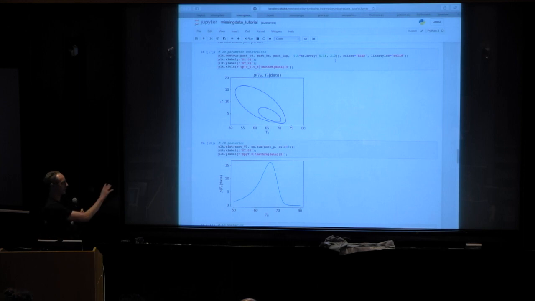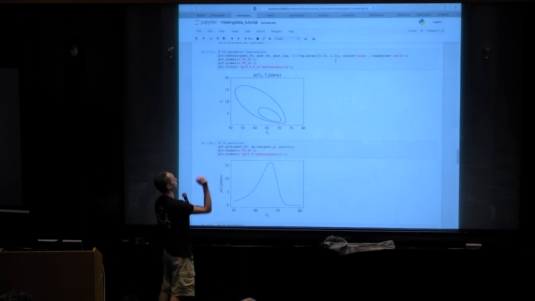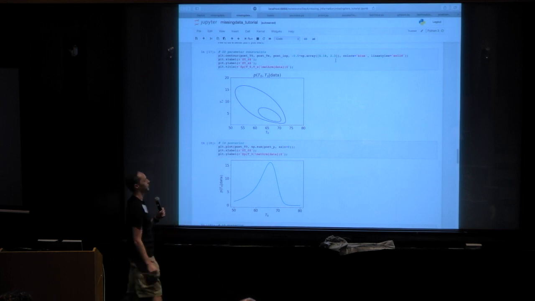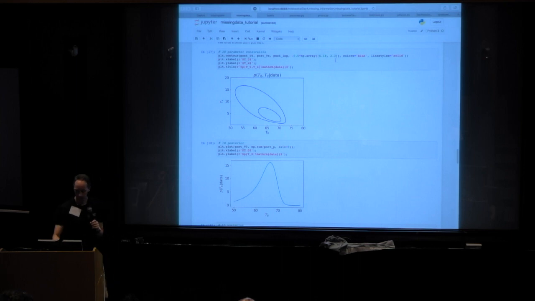So we're not going to pretend that this is real, but it shows you the shape of the posterior at least. And you can see there's some kind of constraint on those 2 parameters. That's all we're really looking for.